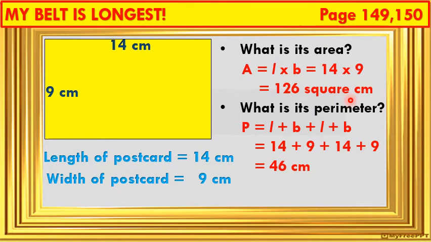Now children, what is the perimeter of this postcard? Perimeter is the sum of all four sides of the postcard. That is length plus breadth plus length plus breadth of the postcard. That is 14 plus 9 plus 14 plus 9, that is 46 centimeter. So the perimeter of the postcard is 46 centimeter.